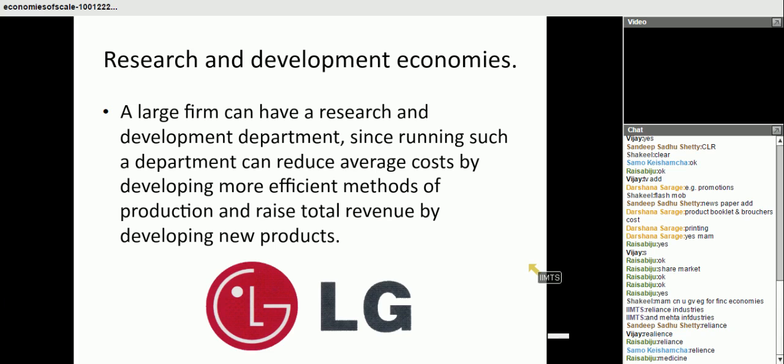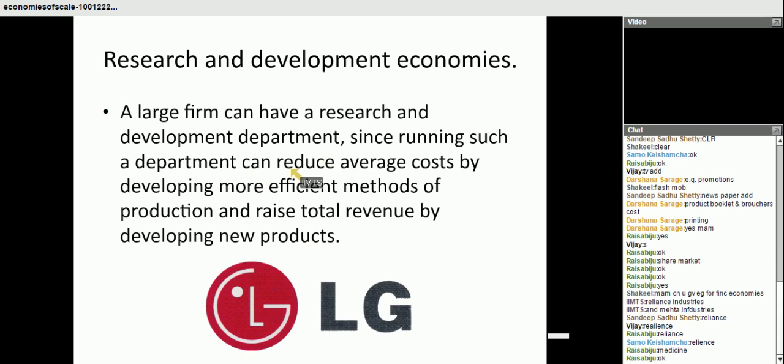Suppose there is a medicine manufacturing unit. They grow very big in size, and then they decide that now they will have an R&D department for themselves. That department will give them appropriate data, and on that data they can come to good conclusions. So just read it. A large firm can have, read this one.